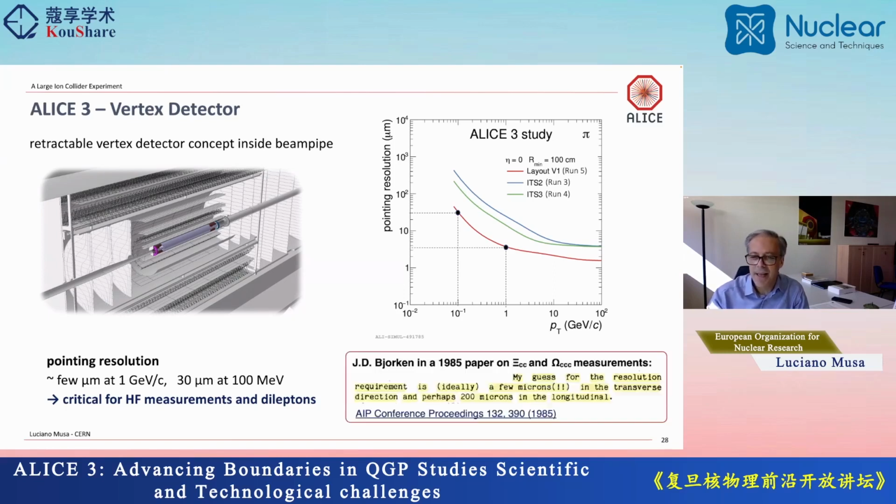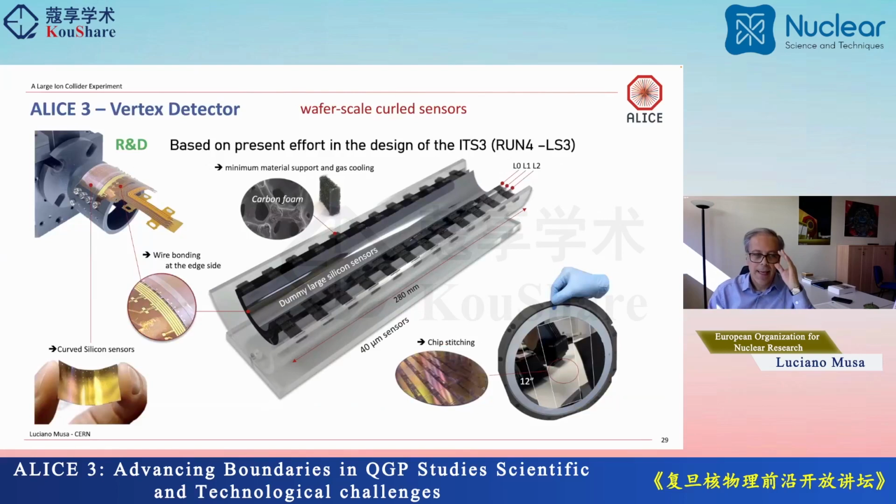Now, let me mention that 40 years ago, Bjorken, in his famous paper on the Xi_cc and Omega_ccc measurements, was arguing that his guess for the resolution required is ideally a few microns in the transverse direction, okay? And perhaps 200 microns in the longitudinal. Well, it's nice to see that it was pretty right. That is what is actually needed, and 40 years later, the technology allows us to do that. And the precision would be a few microns also in the longitudinal direction.